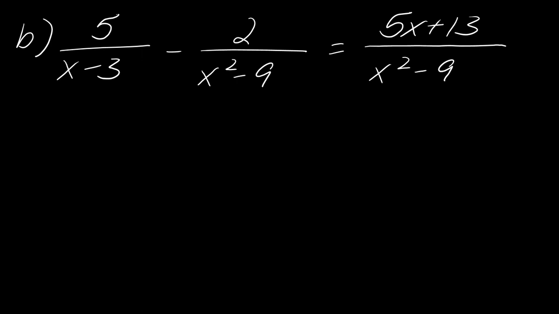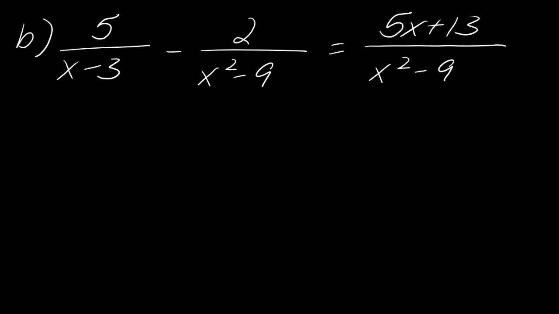So I've got 5 over x minus 3 minus 2 over x squared minus 9 equals 5x plus 13 over x squared minus 9. So I want to challenge you to try this one totally on your own. And the worst that happens, right, is that you get it wrong. But you're more likely to understand this and retain this and do well on your homework if you try it on your own. So pause here, hit play when you're ready.